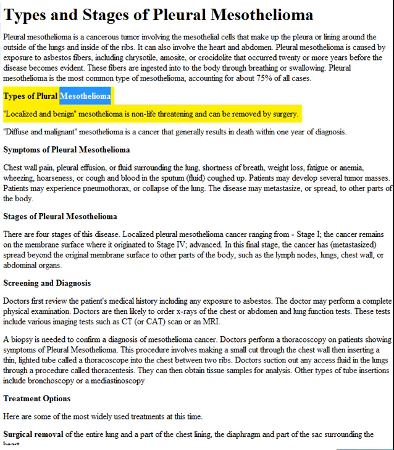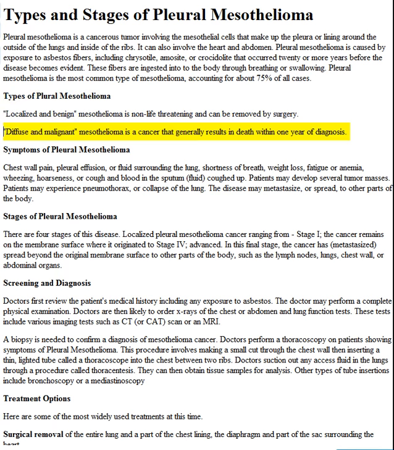Types of pleural mesothelioma: localized and benign mesothelioma is non-life-threatening and can be removed by surgery. Diffuse and malignant mesothelioma is a cancer that generally results in death within 1 year of diagnosis.